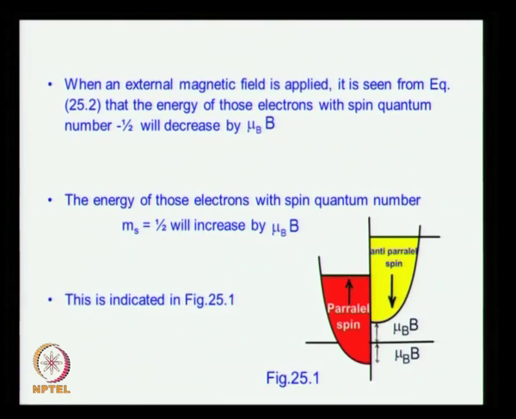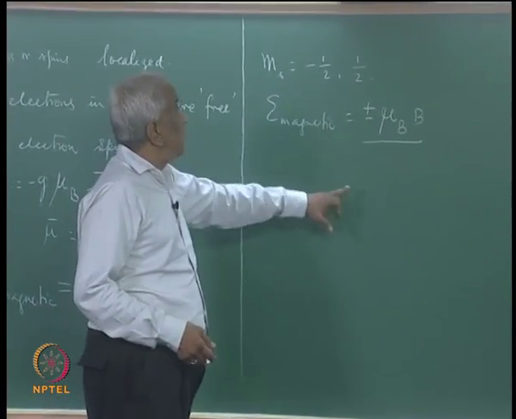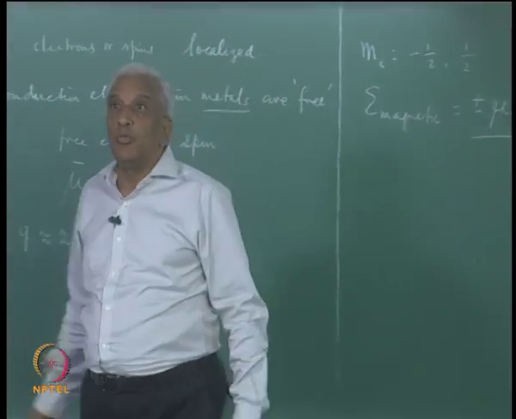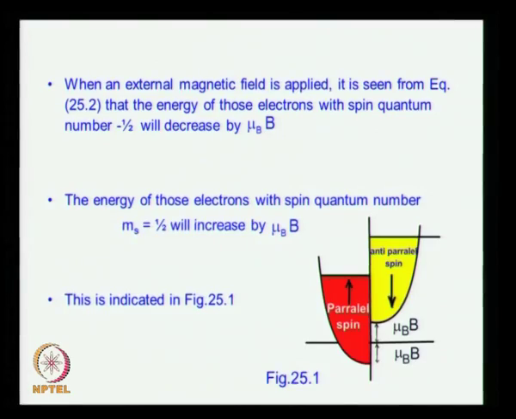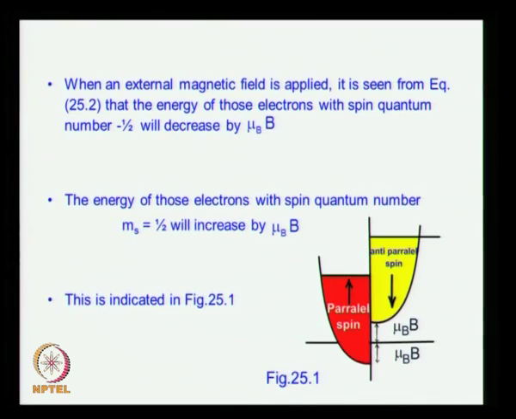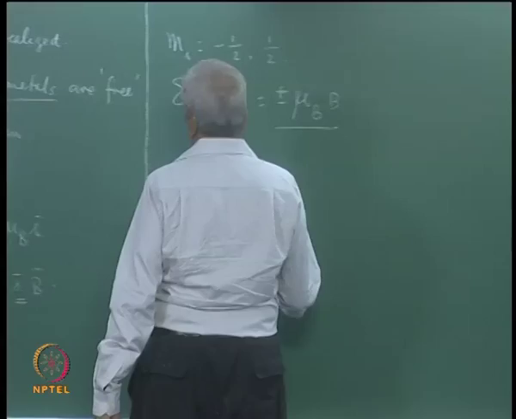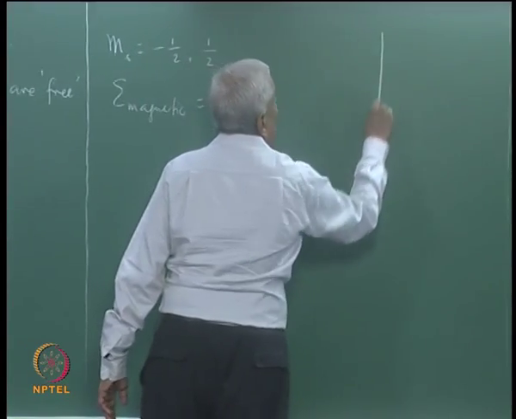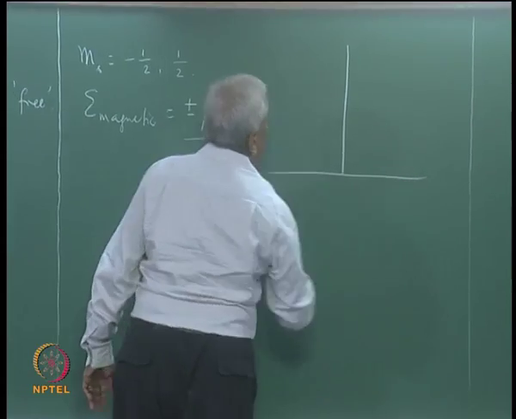So, when an external magnetic field is applied, the energy of the electrons with spin quantum number -half will decrease by an amount mu_B B, while the energy of the electrons whose spin quantum number is +half will increase by the same amount mu_B B. So, this is what we show in this figure.